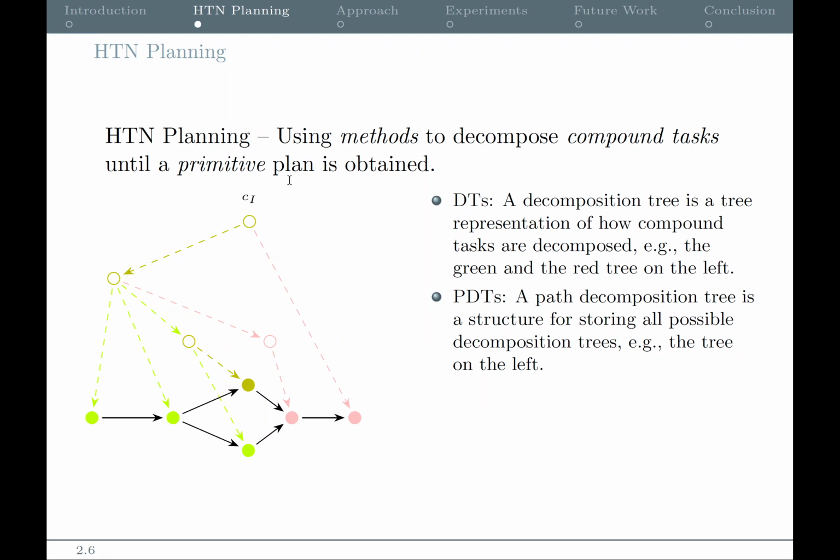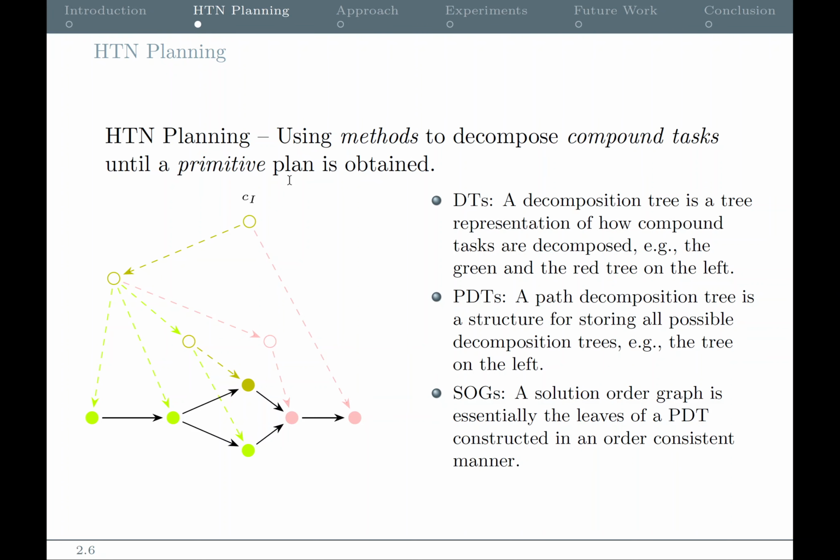Further, a path decomposition tree is a data structure which stores all possible decomposition trees with respect to an HTN planning problem. A solution order graph is essentially the leaves of a path decomposition tree constructed in an order-consistent manner.